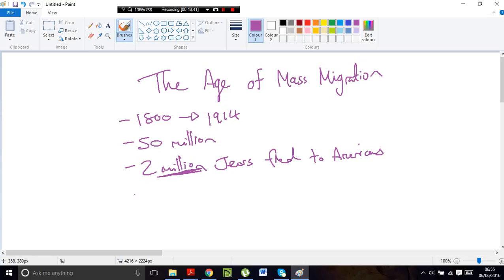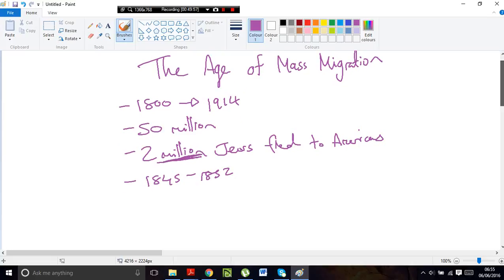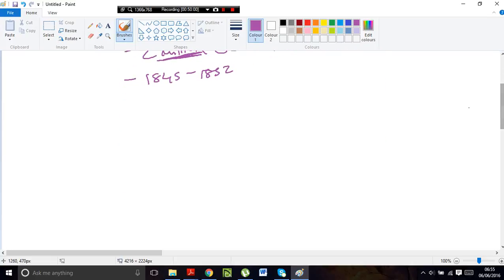Also, the Great Famine in Ireland from 1845 to 1852 led to over a million people leaving Ireland and going to either Australia, New Zealand, Canada, or America, mainly America. For all these Europeans that left, their destinations offered ample job opportunities as well as higher wages and standards of living.